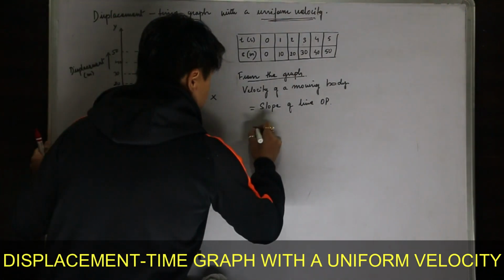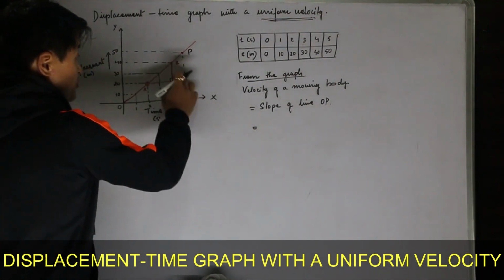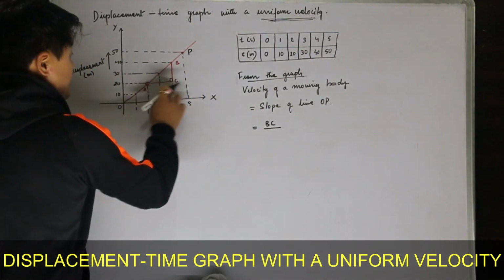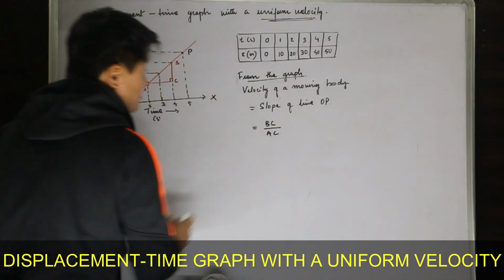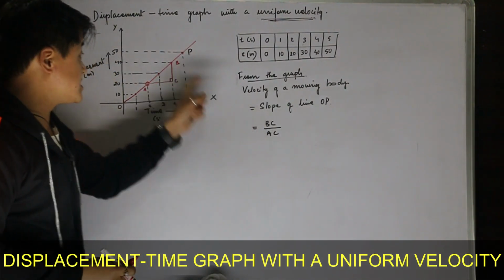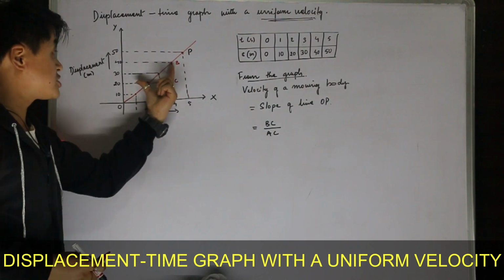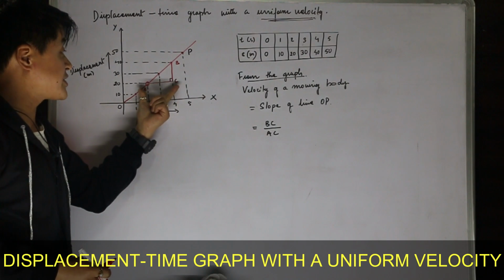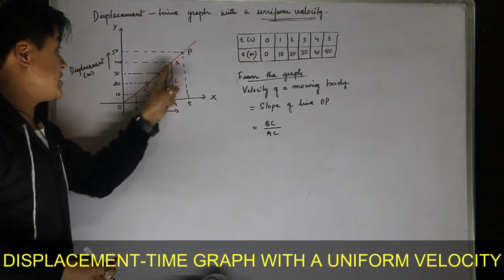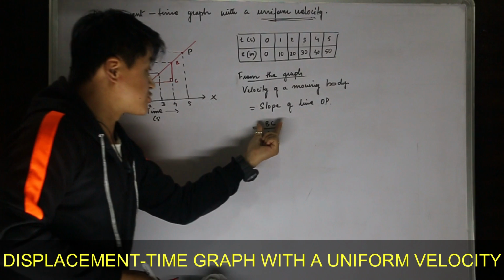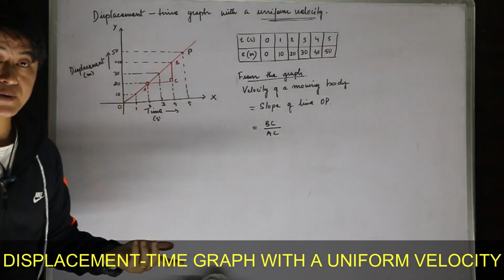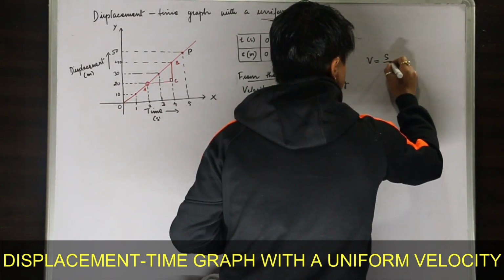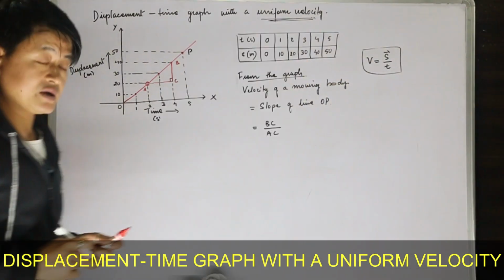So here, for the slope we are taking 2 points, A and B. Your slope will be BC upon AC. Okay, BC upon AC. BC is the displacement, that means the total displacement from point A to B, and AC is the total time taken to cover A to B. So this is total displacement upon total time. Displacement upon time is velocity. We know that velocity is equal to displacement upon time. Clear?